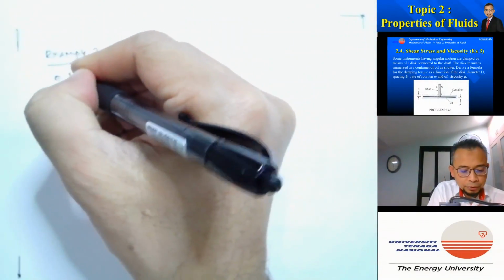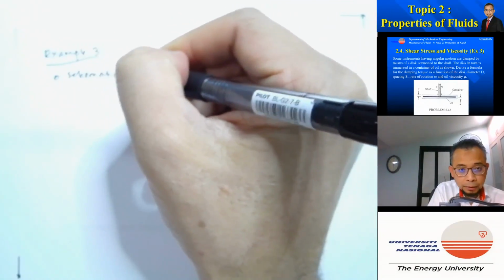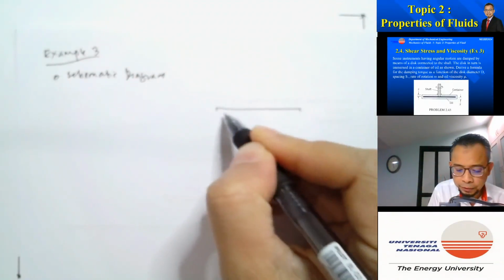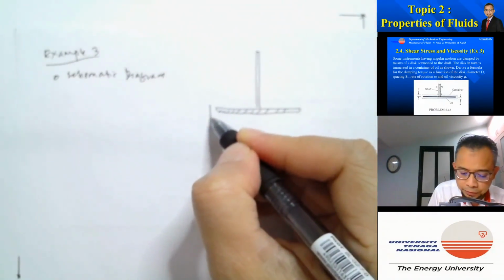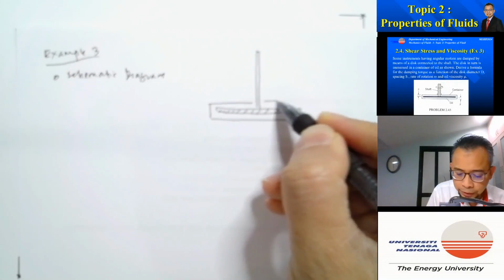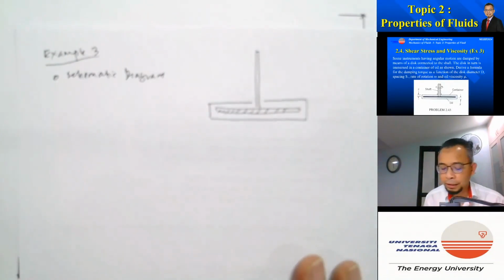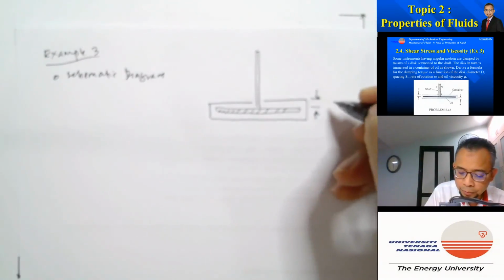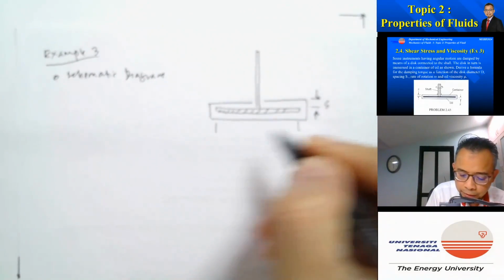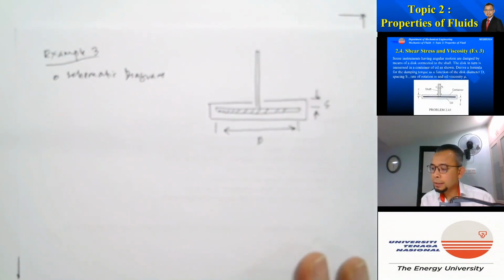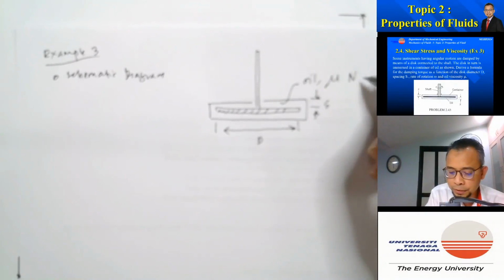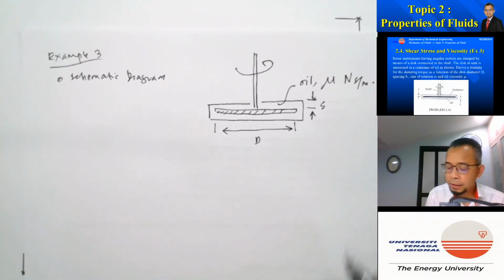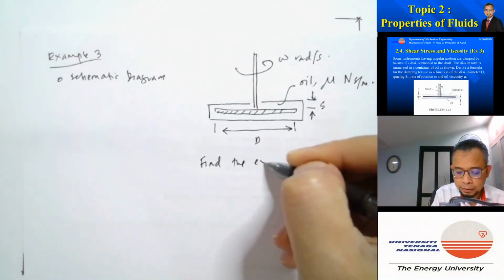So example 3. We draw the schematic diagram again. We have a disc which is connected to a shaft, and the whole of this is enclosed in a container. We're going to neglect the edge effect again. The thickness of the oil on both sides is equal to s, and the diameter is equal to D again, and there is oil here, and viscosity is equal to mu Newton second per meter squared. It is rotating at omega radian per second.